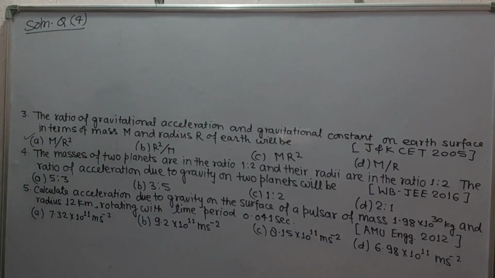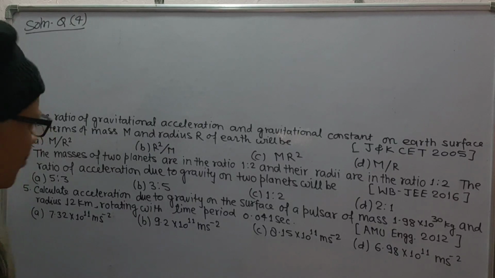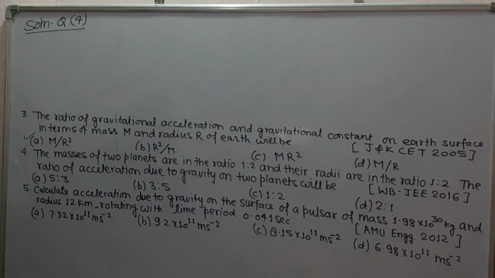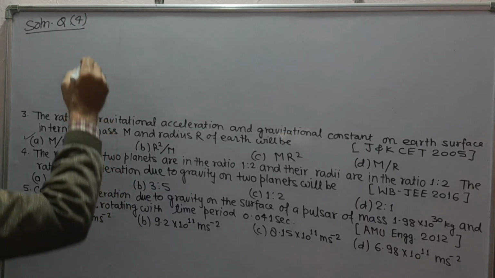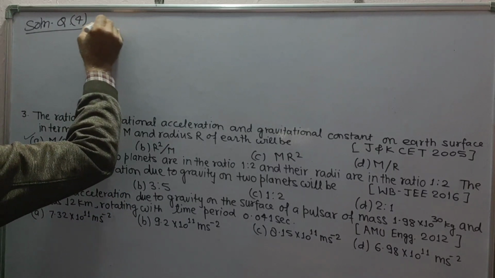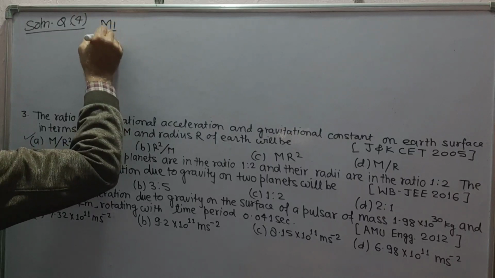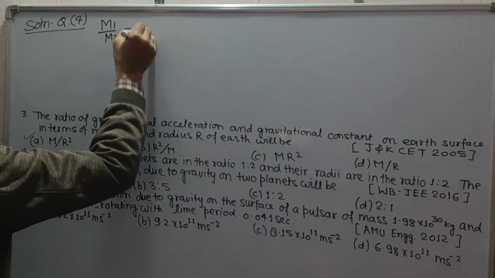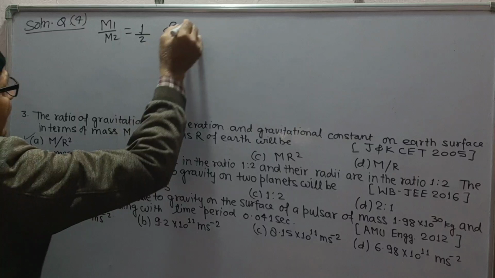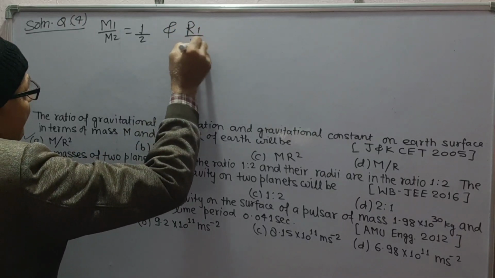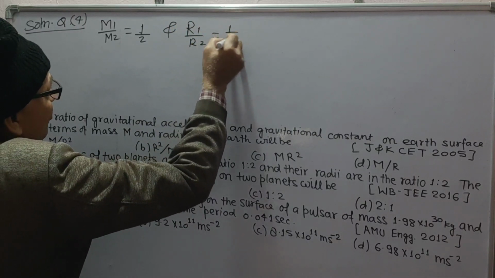Now, question number 4. The question is, the masses of two planets are in the ratio 1:2 and their radii are in the ratio 1:2. The ratio of acceleration due to gravity on two planets will be. So, solution to question 4. Here, m1 upon m2 is 1/2 and r1 upon r2 is also 1/2.